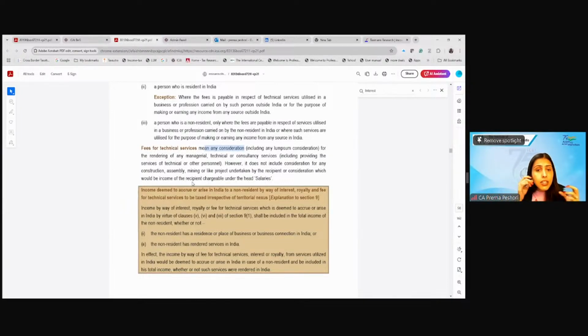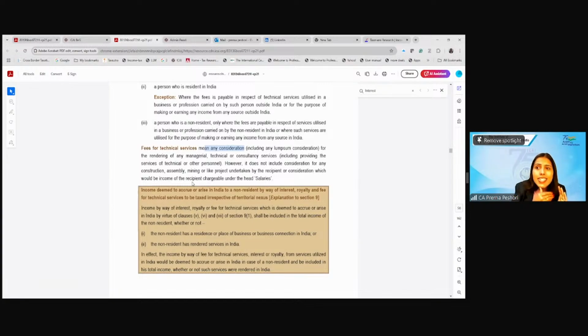So technical does not mean any kind of service where there is no human intervention. Automated services are not technical service. Technical service means that there has to be some amount of human intervention. Purely automatic services, for example ATM charges, or any kind of service charges that are levied to you for automatic services, are not technical services. Are we clear?